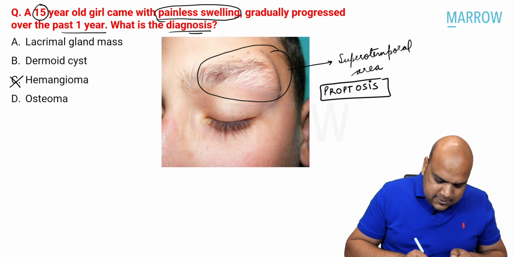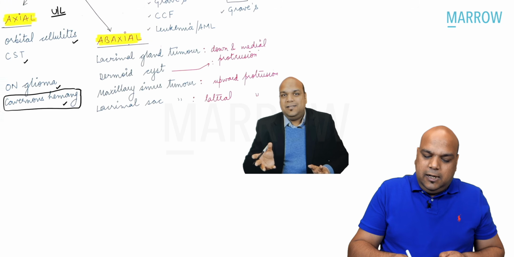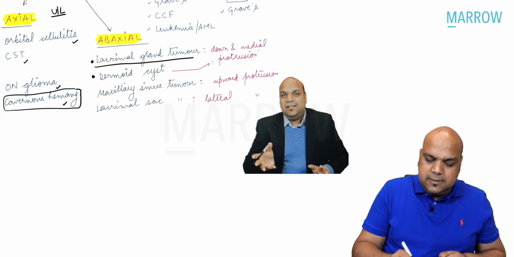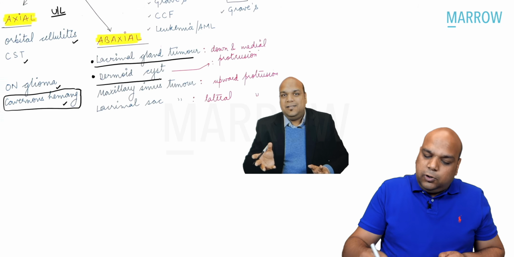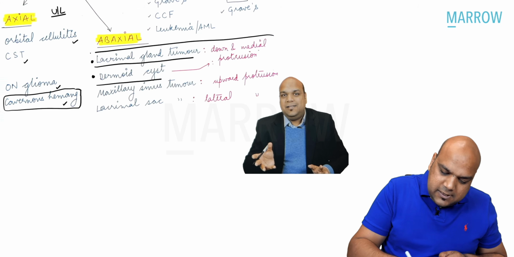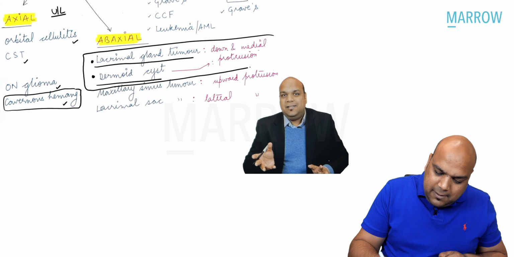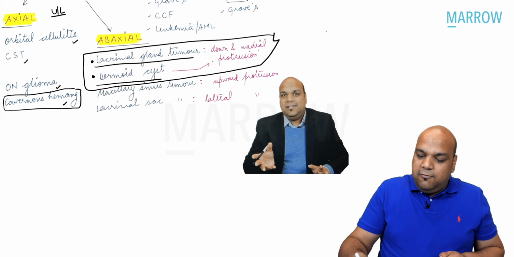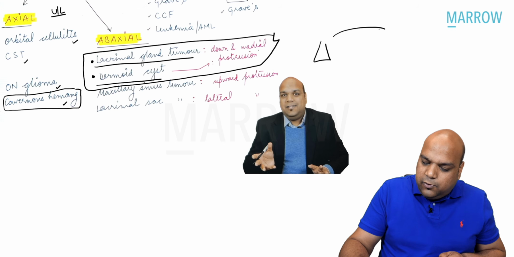Now let us move on to abaxial. In abaxial, if we see the first and the second, lacrimal gland tumor or mass, and dermoid cyst, both of them are similar. That's what we will see. Both of them cause abaxial downward and medial protrusion. Why are they causing downward and medial protrusion?